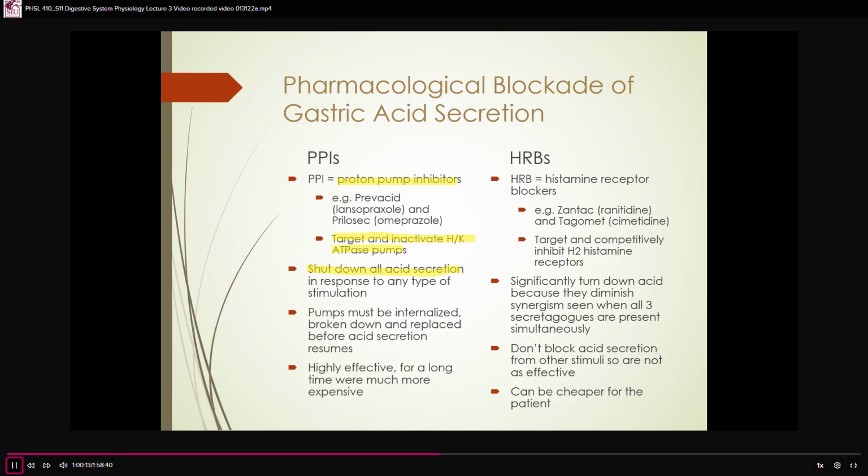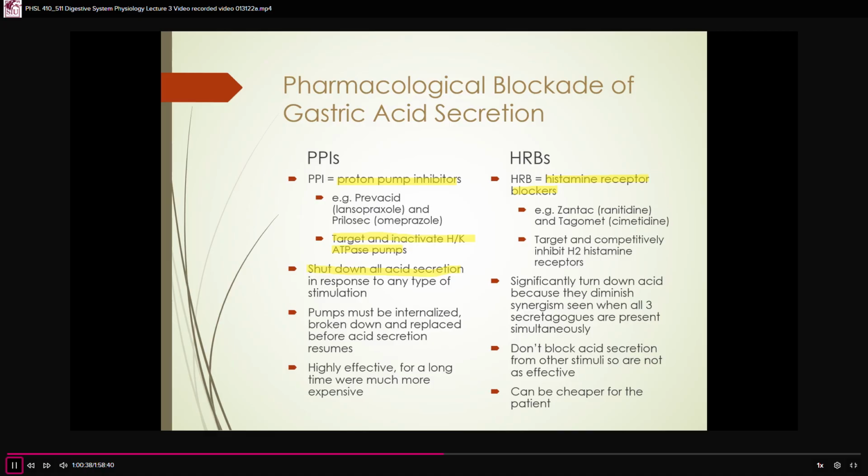And when they first came out, there was so much price difference between those and the next drugs we'll talk about, that they were very infrequently administered unless you had to use them as the first line of defense because they were so expensive. The other drugs that you can use that are used quite often are called HRBs. These are histamine receptor blockers, and they target specifically that H2 type histamine receptor.